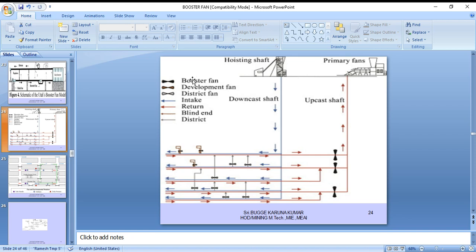These symbols are the booster fan locations. These are the booster fans. The development of the fan is also given. District fans are also shown here. Intake and return, and blind ends, are also shown in districts. So these are the standardized symbols as far as the ventilation network is concerned. Please go through it.